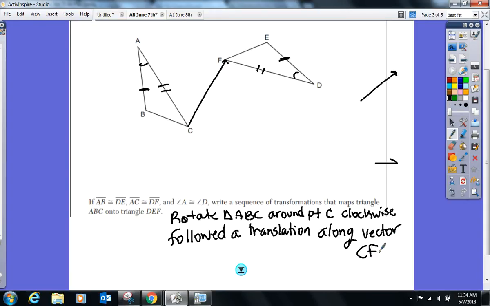Now, how would that have changed if you rotated around point A? Now it would be along vector AD. Slide it along the matching points. Okay? So does this point matter? No, but it does when you find the vector. The vector would matter. Okay? Questions?